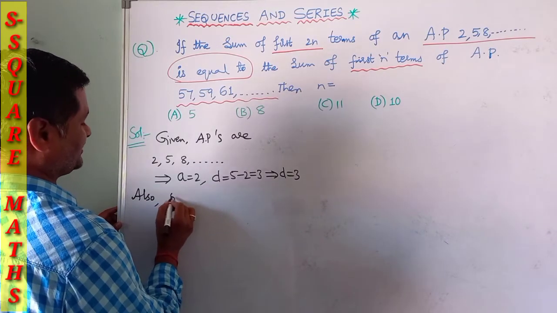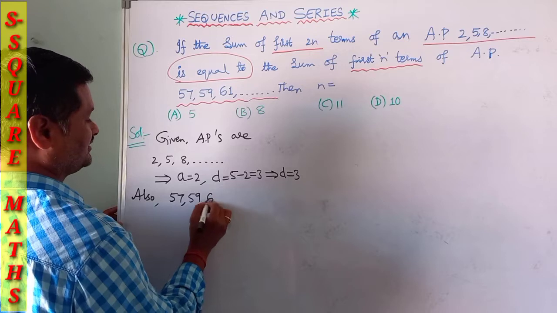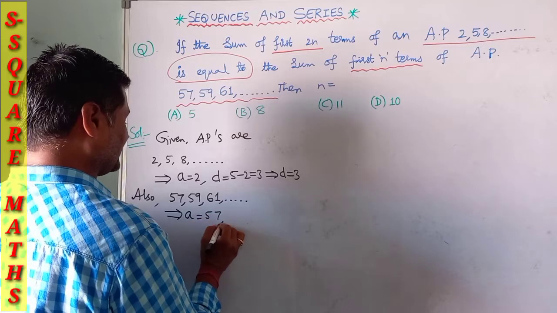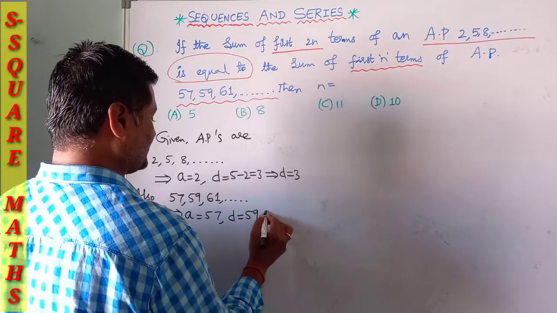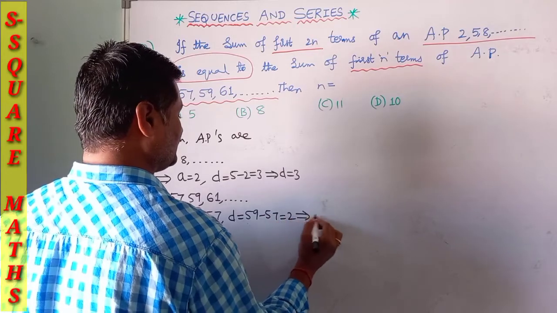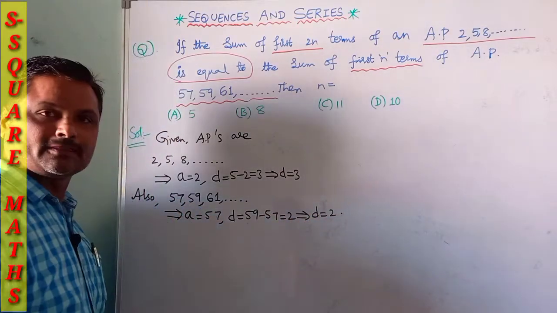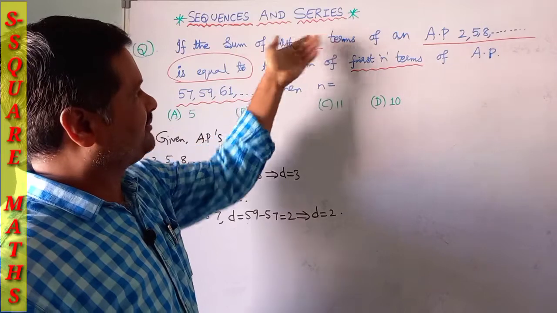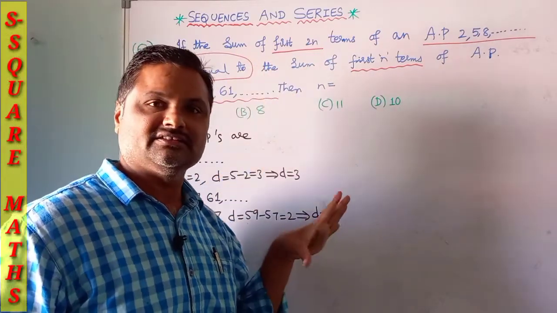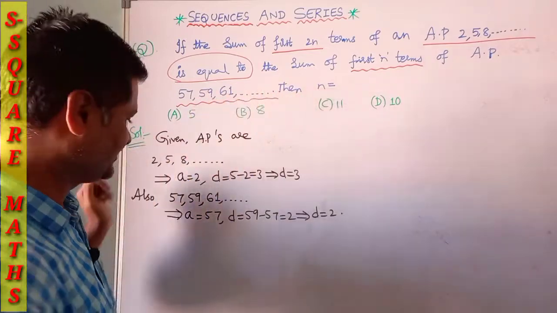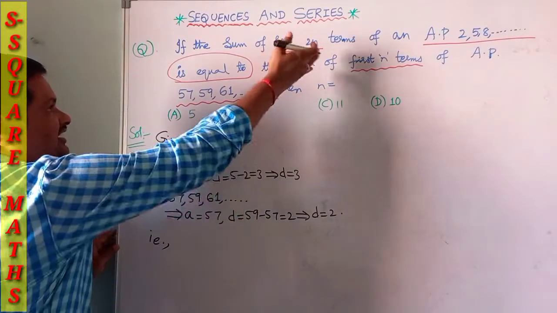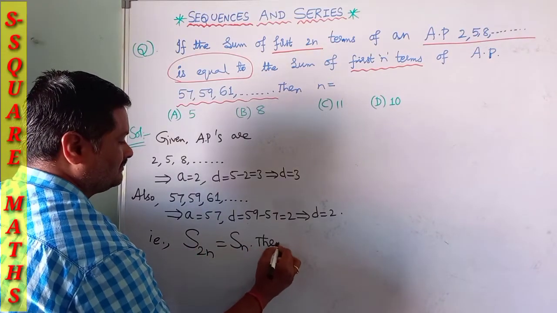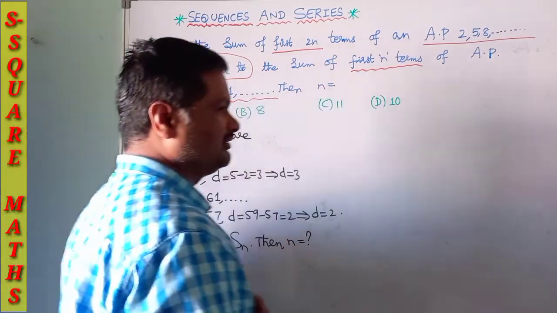Given that 57, 59, 61 and so on implies the first term a is 57 and d is 59 minus 57, which gives you 2. Finally, the d value is 2. Okay, so now the sum of first 2n terms of this AP is equal to the sum of first n terms of the other AP. Then we have to find the value of n. That is, according to our given data, S2n is equal to Sn, then n is equal to?